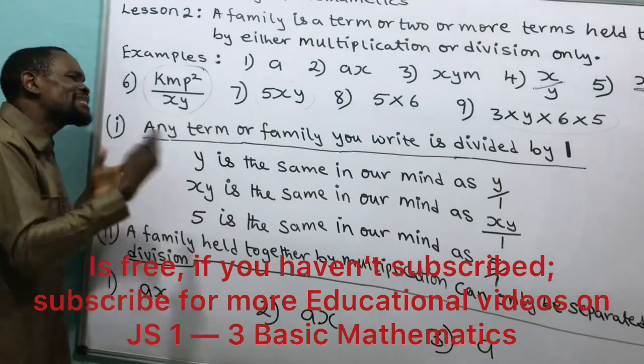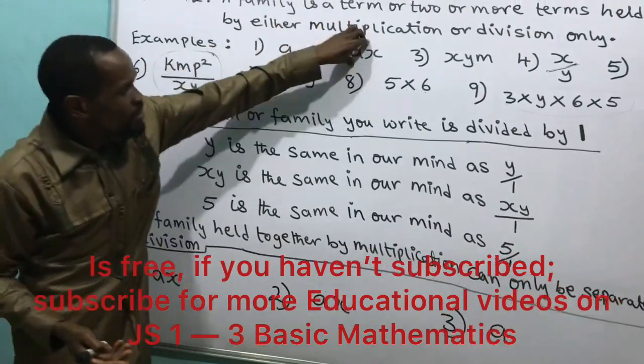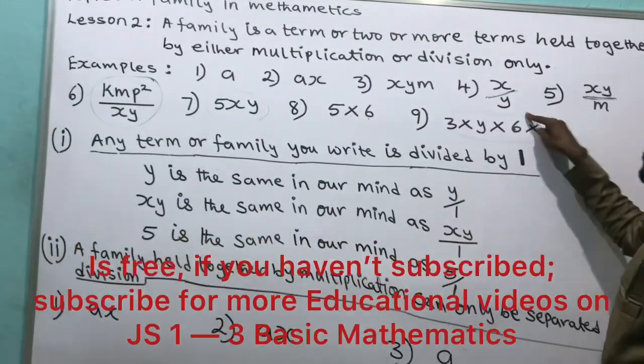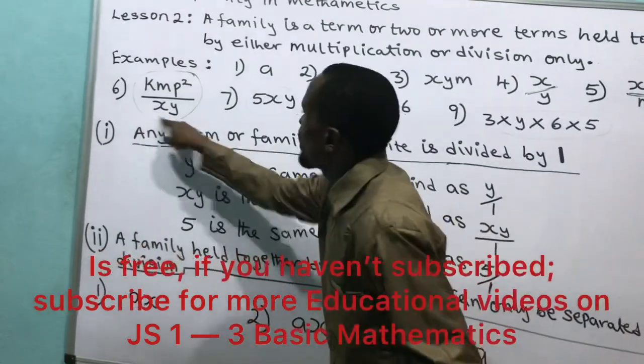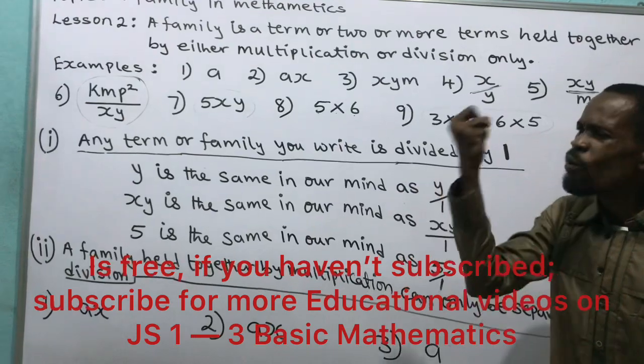So, any term, and what is a term? We call it a family. Look at the term. This is a term. This is a term. This is a term. This is one term. So, a family is one term.